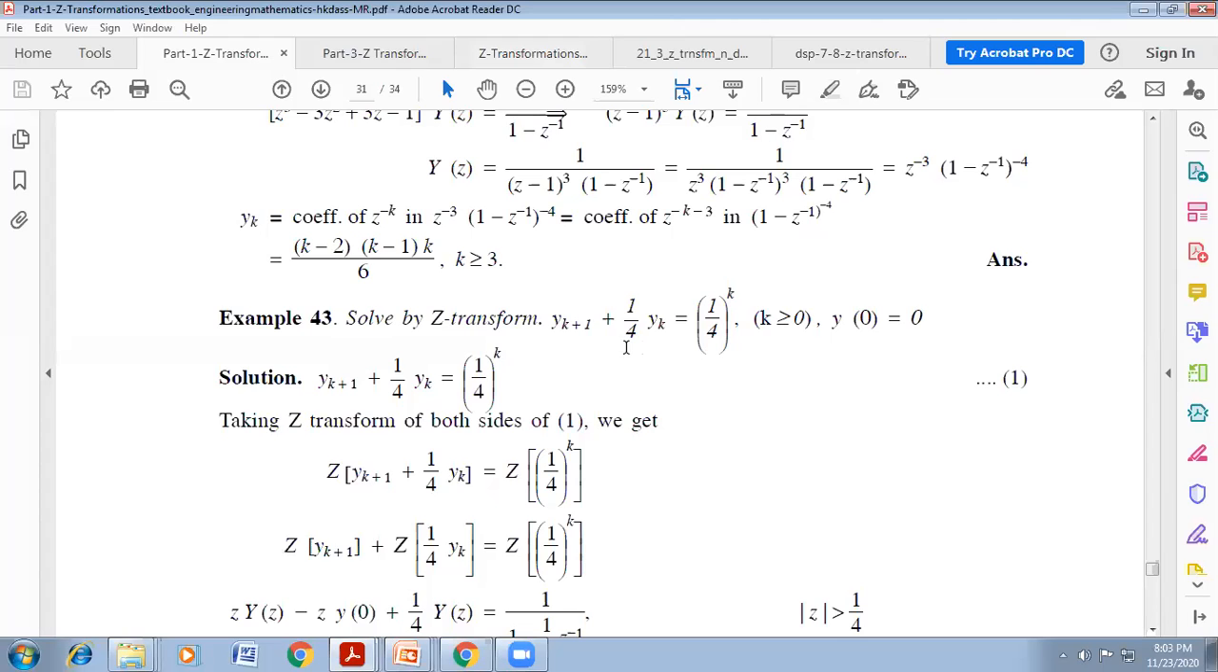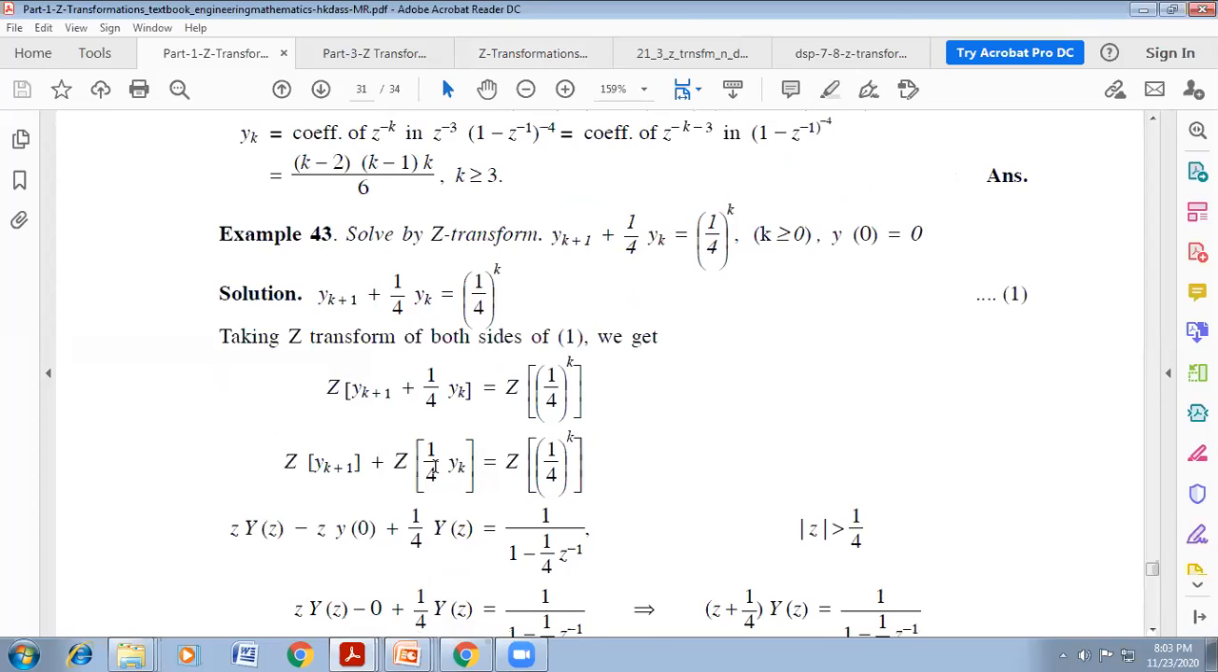Similarly, this is homework for you. Solve by the Z transform y(k+1) plus 1 by 4 y(k) equals (1 by 4) whole to the power k, where k is non-negative and y0 equals 0. Because this is first order, that is why only one single initial value is assigned. So when k equals 0, we get the dependent variable value 0. Dependent variable is y and independent variable is k here.